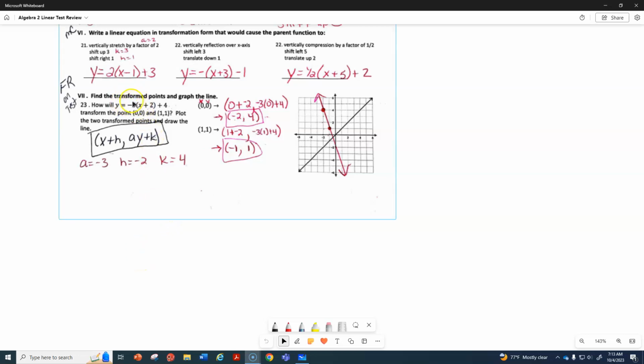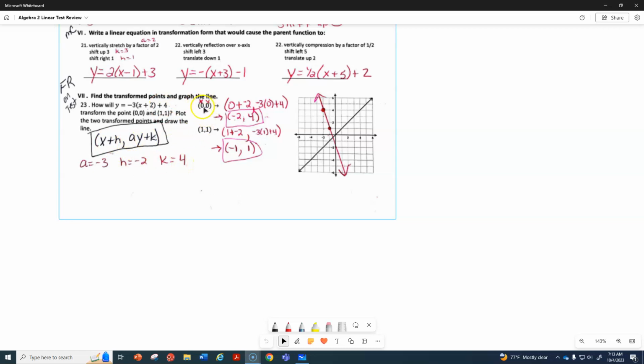The number in front of the parentheses is always going to be your A value. The number inside the parentheses is always going to be your H value. Don't forget to change the sign. And then the number being added or subtracted at the end is always your K value. So I wrote down A was -3, H is -2, and K is 4.